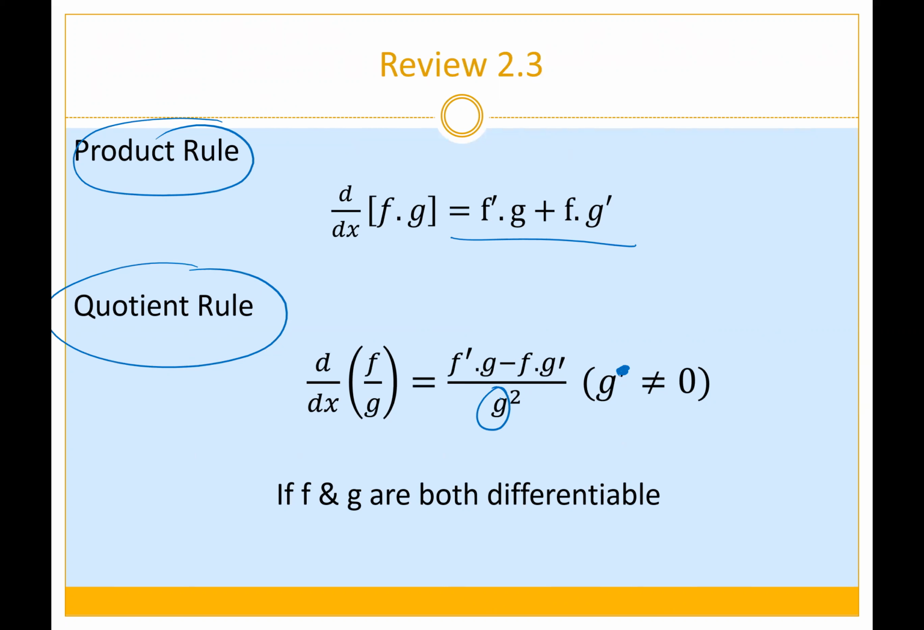And if you have the quotient rule, just make sure the function in the denominator is not 0. Both of them need to be differentiable, because you can see here f prime and g prime. They should exist so that this expression is valid.